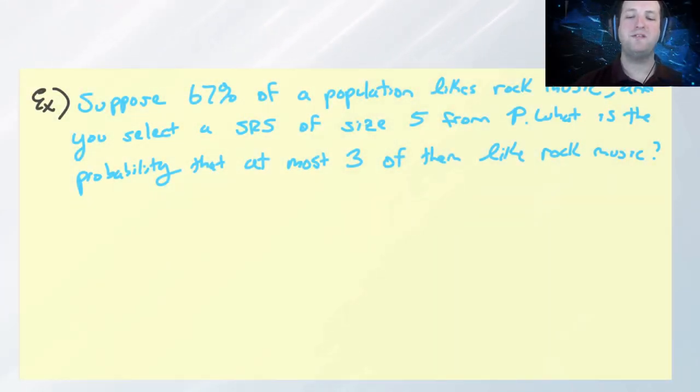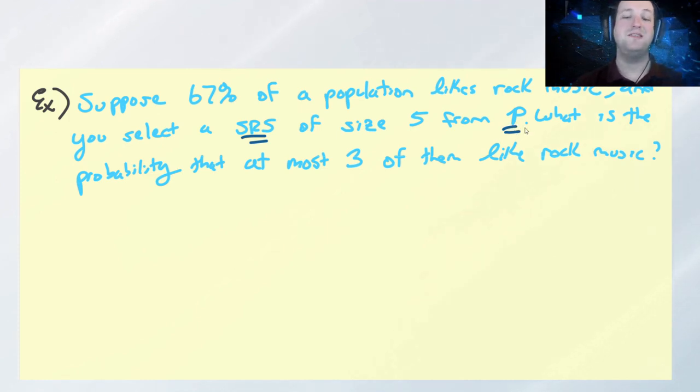So suppose 67% of a population likes rock music, and you select a simple random sample of size 5 from that population. What is the probability that at most 3 of the people in your sample like rock music? So firstly, we're selecting a simple random sample from a population. Most of the time, and in practice, that usually will imply that each of the values in the sample are independent from one another, provided that the population is significantly larger than that of the sample. But aside from that, how would we solve this problem?